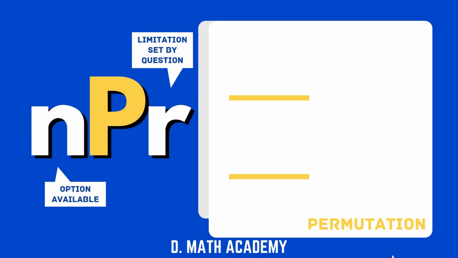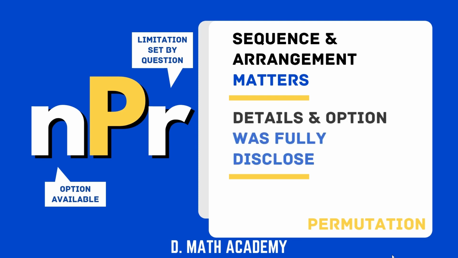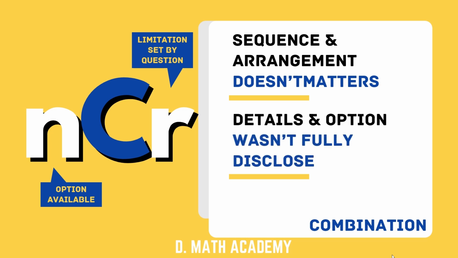So in nPr and nCr, the n at the front is the number of options available. r is the selection, how many you actually need. You choose nPr when the sequence and arrangement matter a lot to you, and the details of the options available are fully disclosed. The direct result is that nCr is for when the sequence and arrangement don't matter, and the details of the options weren't fully disclosed to you.